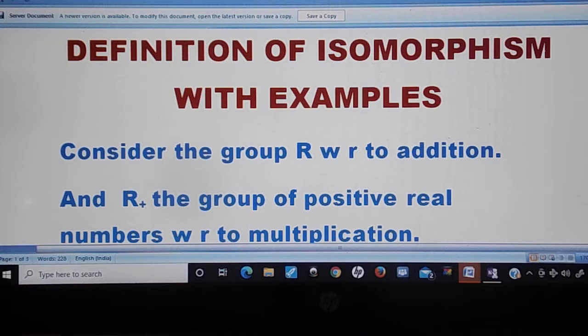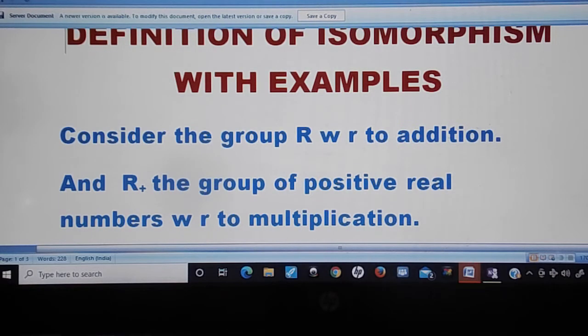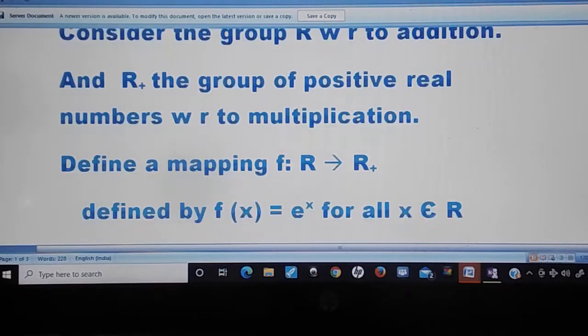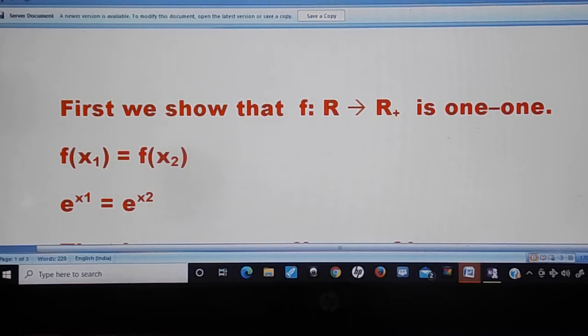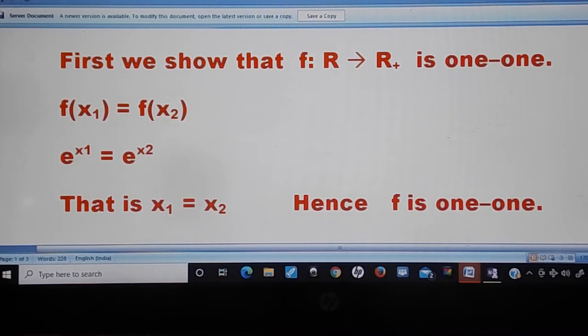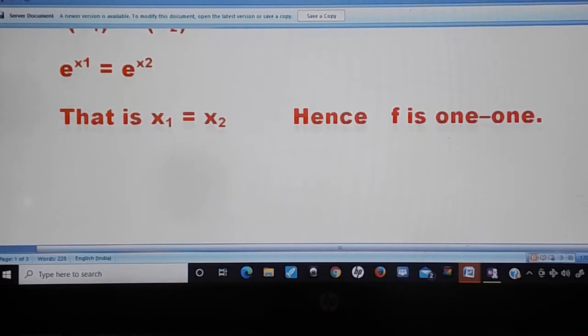It is a function defined from one group to another group satisfying certain conditions. Let us see what the conditions are. Now, I will consider two groups. First of all, the set of real numbers, denoted by R, with the binary operation addition. We all know that R is a group with respect to addition.